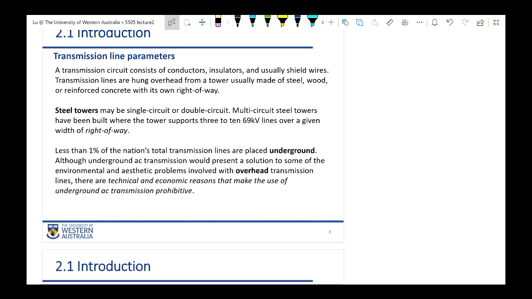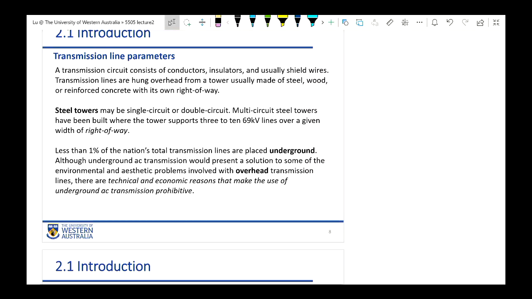Next one, less than 1% of nationals' total transmission lines are placed underground. Why can't we put all the cables underground? Why? Why expensive? Yes, they need to dig a lot and put the cables underground.